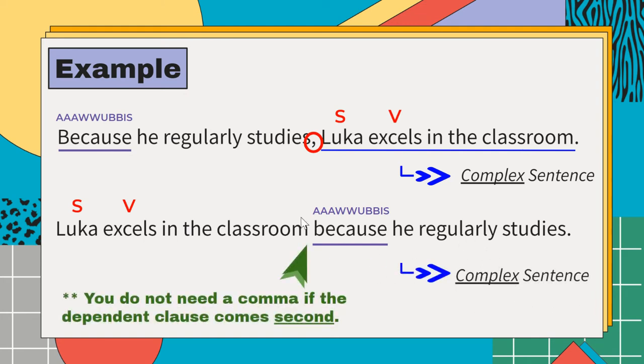Now, you do not need to put a comma if the dependent clause comes second. So, once again, my simple sentence is at the beginning. That's Luca excels in the classroom. I'm adding a dependent clause on the second half of the sentence to give me more information. This is what makes it a complex sentence. And again, no comma if the dependent clause is coming after the independent clause. Make sense? Let's keep going.